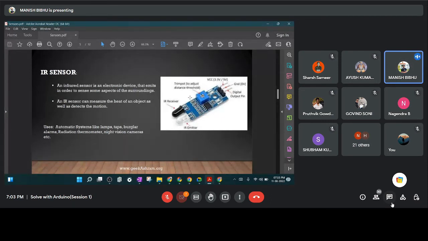So that's why we have used this type of infrared sensor for easy operation. It can be used for automatic systems like lamps, taps, burglar alarm, radiation thermometer, night vision cameras, etc.